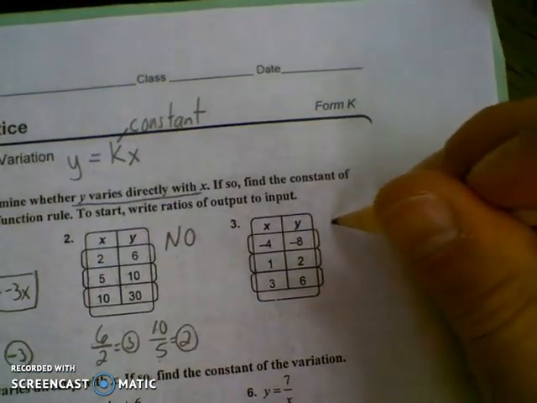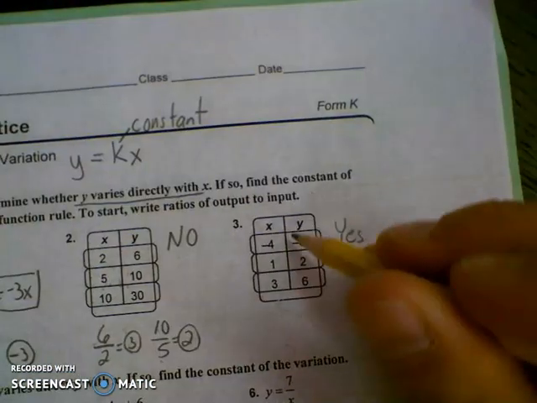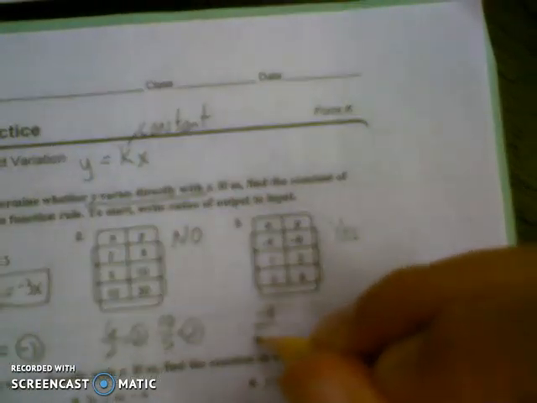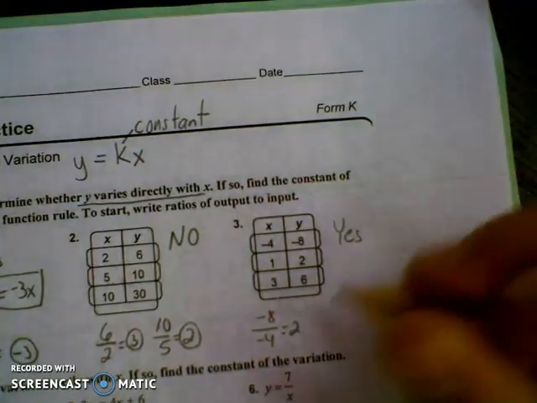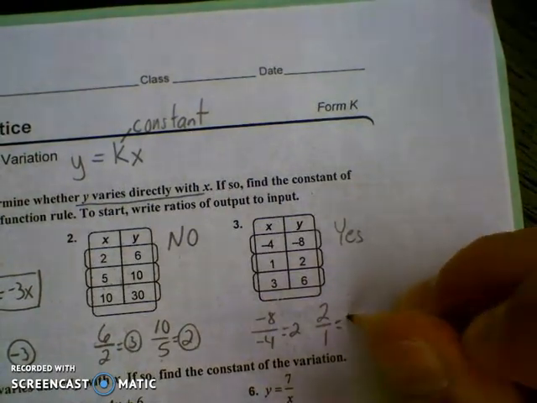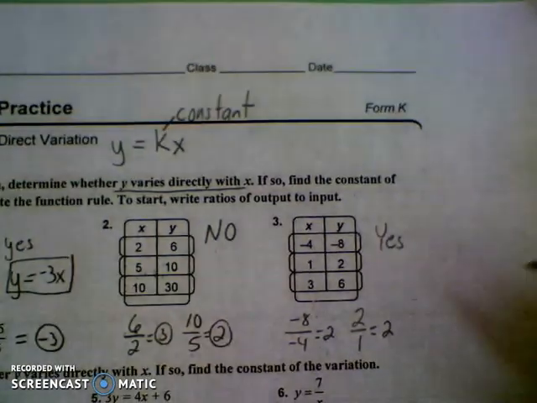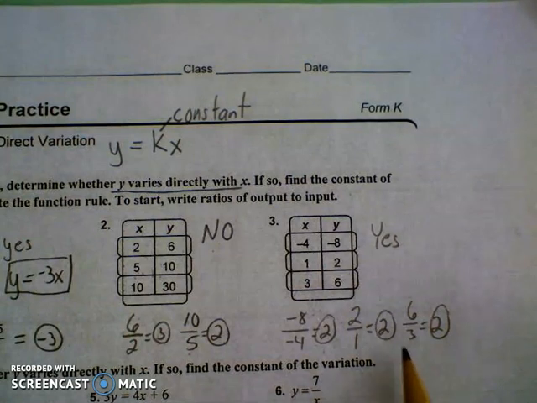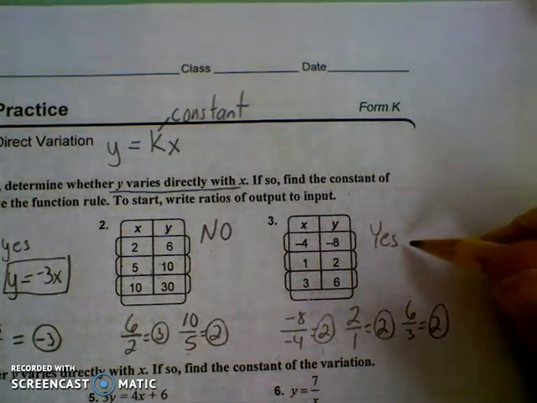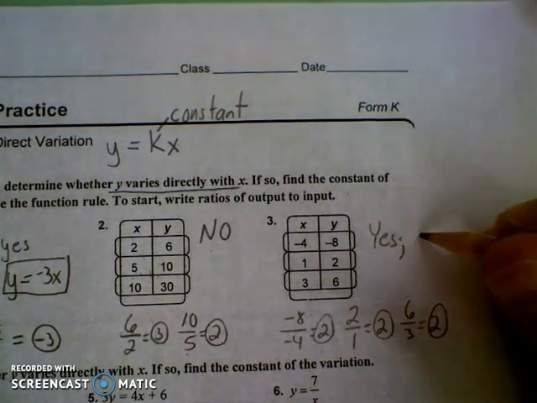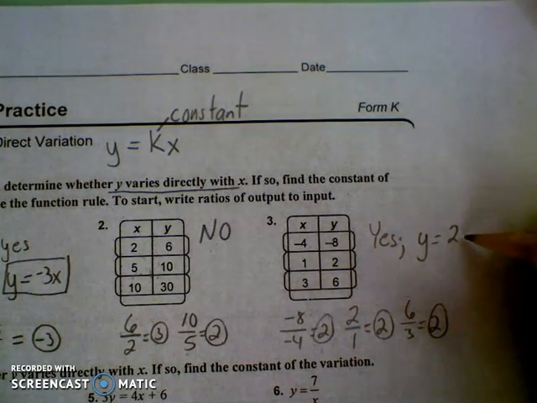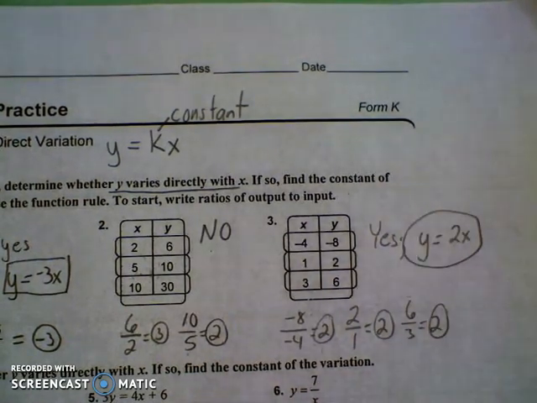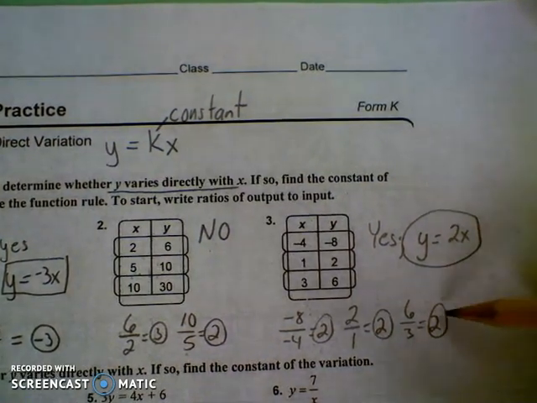Number 3. This is a yes. And let's divide and find out. -8 divided by -4 equals 2. 2 divided by 1 equals 2. And 6 divided by 3 equals 2. So our constant, you can see, is 2. So for the k, we're going to put that 2 in for the k. Yes, y equals 2x. So 2 is your constant.